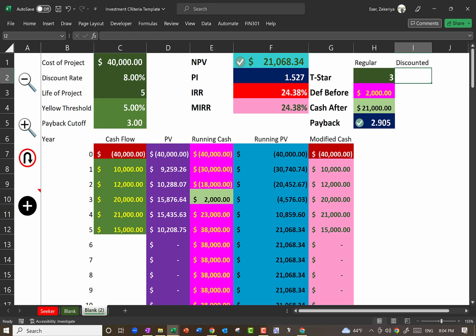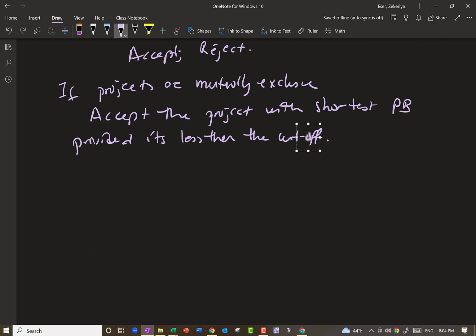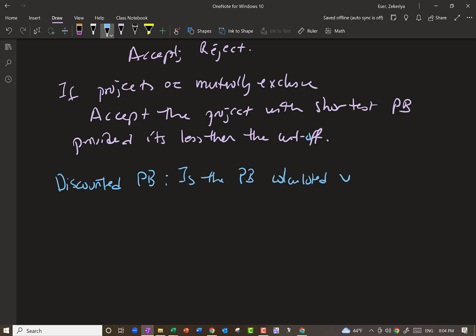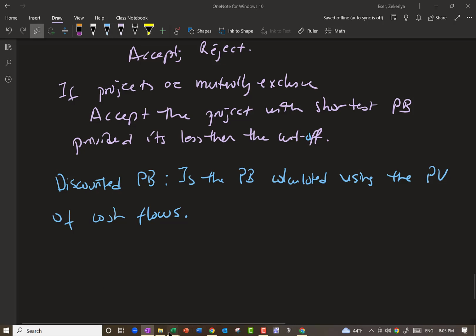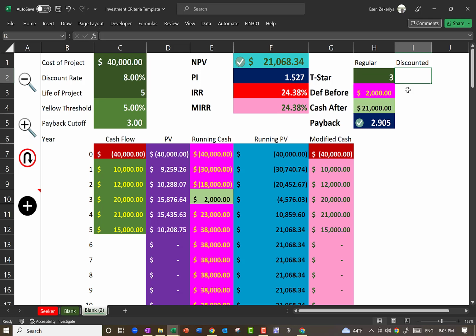You probably guessed it. Discounted payback period is the payback period calculated using the present value of cash flows. So on a today's dollar basis, how long does it take for us to recover our investment? The idea is the same. We're just going to use different ones. That's why I calculated the running PV here. Let me copy these and paste them.